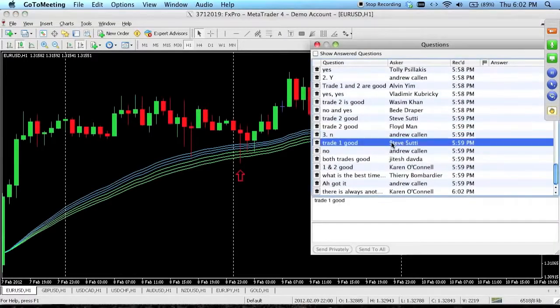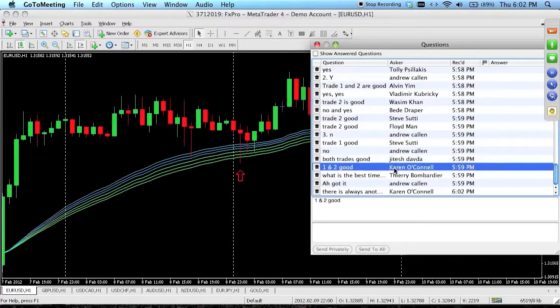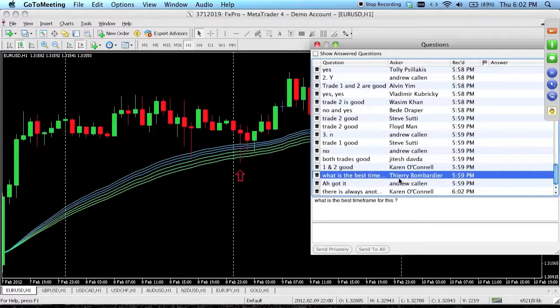Okay, so Steve, trade one is good. Andrew, Cullen, Jitesh, both trades are good. Now Karen's understanding, one and two is good. What is the best time frame for this? I personally prefer 1 hour. It gives me enough time to fool around and do whatever I want and come back and look at it only once an hour. But for those of you who are really aggressive and like to really stay on the market, 15 minutes is also good. A little bit choppy. Just watch the news, stay away from the news. Otherwise, if you want my personal preference, stick to 1 hour.